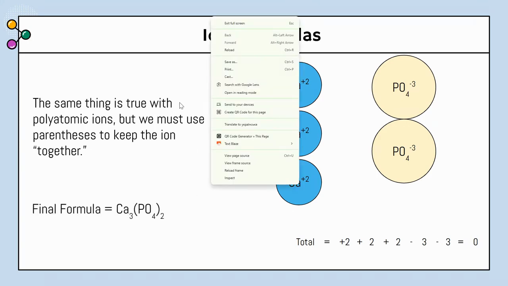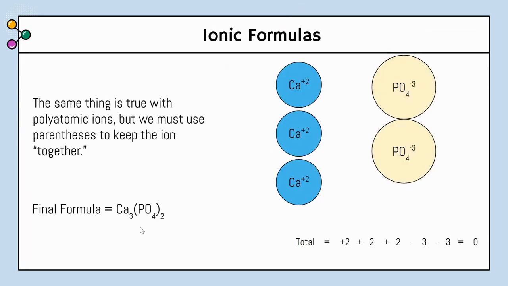Our final formula here is going to be Ca3(PO4)2, and we have to keep that PO4 in parentheses to say that there's 2 of the whole PO4. There's 2 of this whole group. We do not need to put parentheses around Ca because it's just one atom. The 3 only applies directly to that Ca.